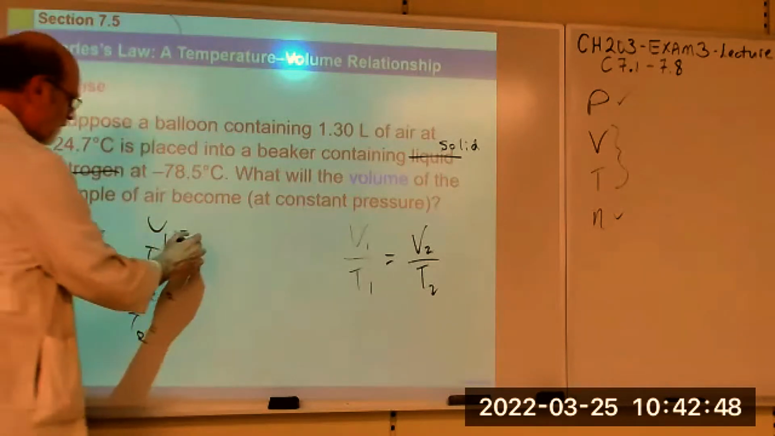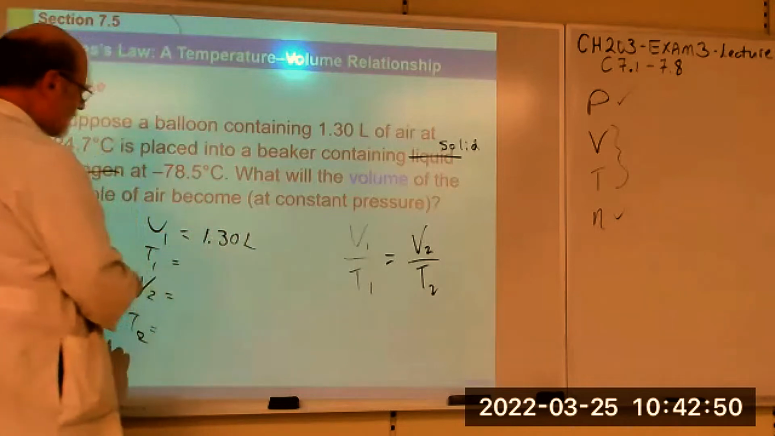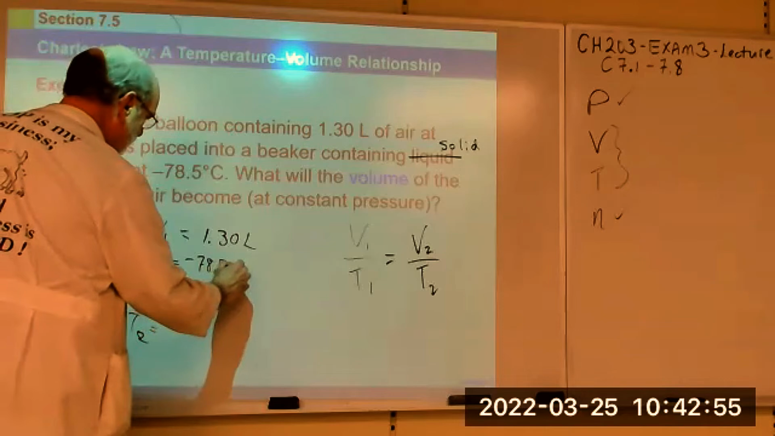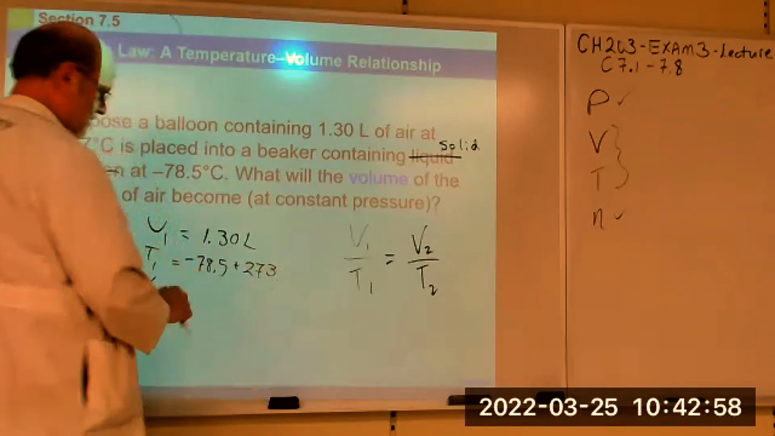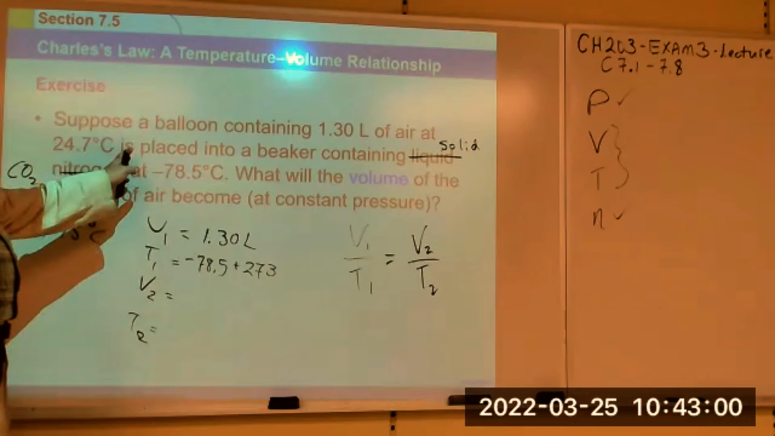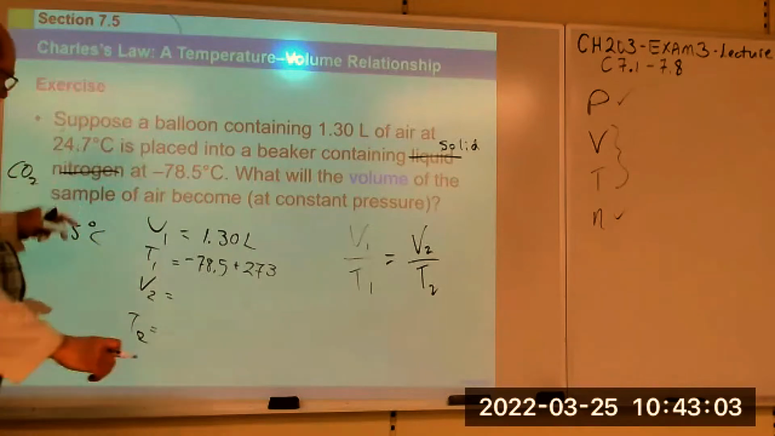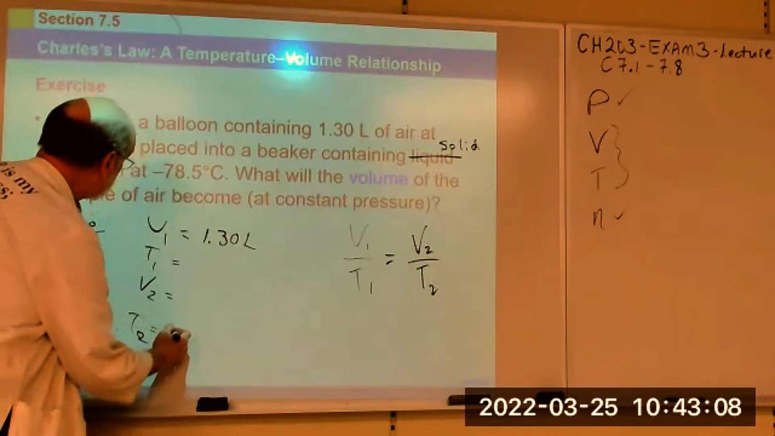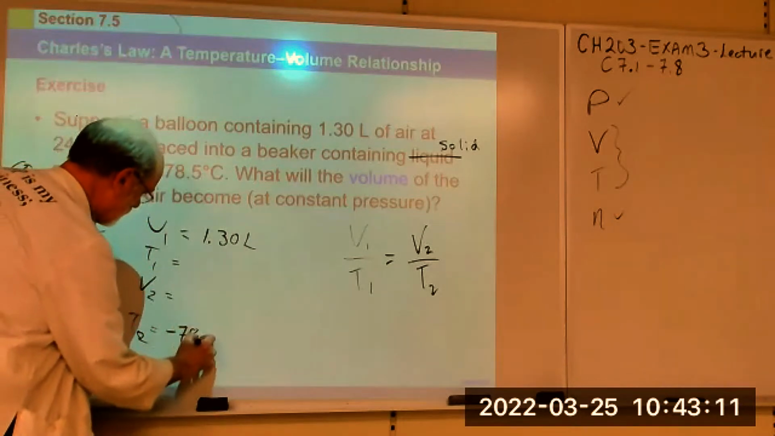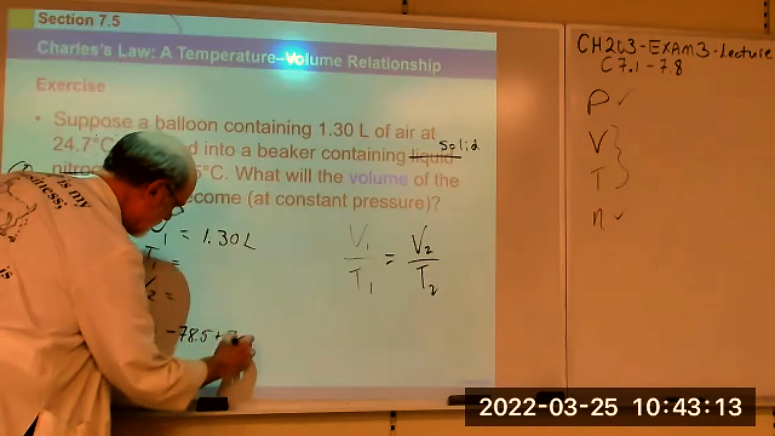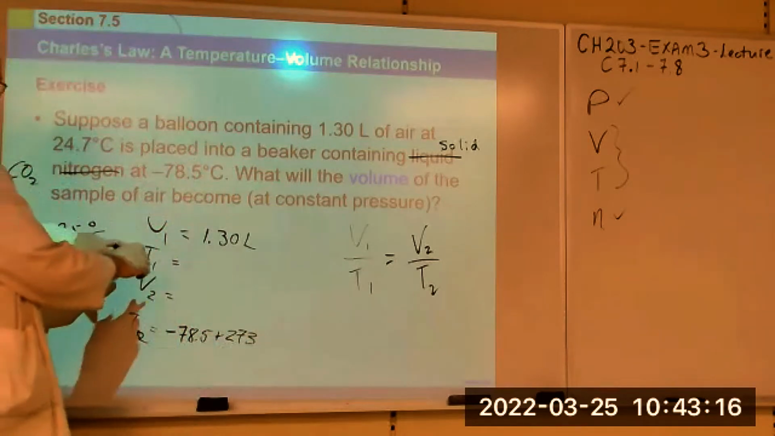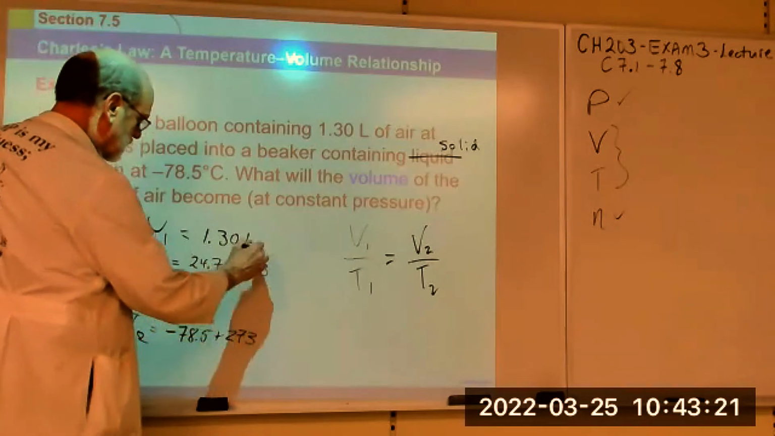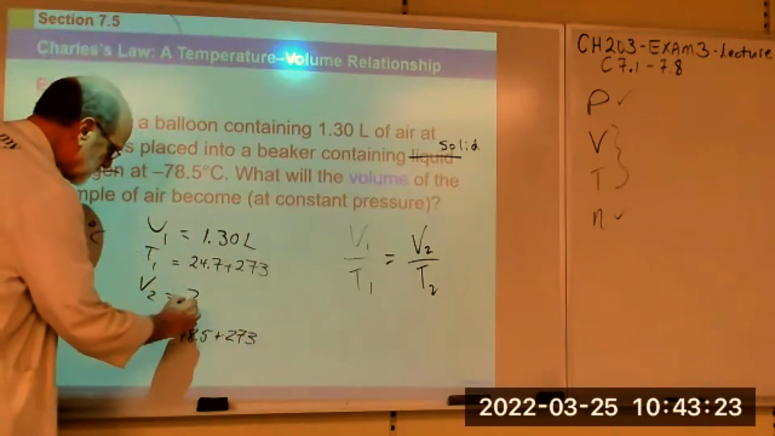The initial volume is 1.43 liters. The initial temperature is, oh, no, I'm sorry, that's the final temperature: minus 78.5 plus 273. That's your Kelvin temperature. The initial temperature is 24.7 plus 273. Okay. And then this is the answer.